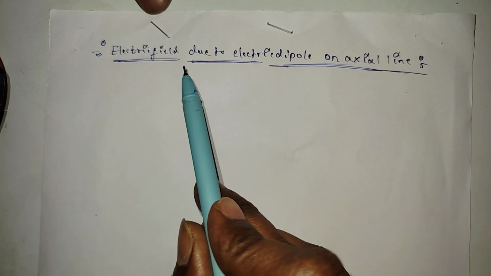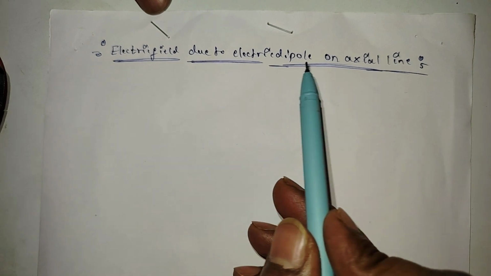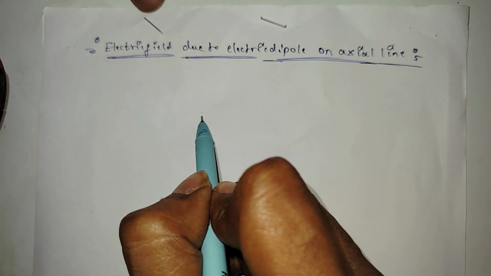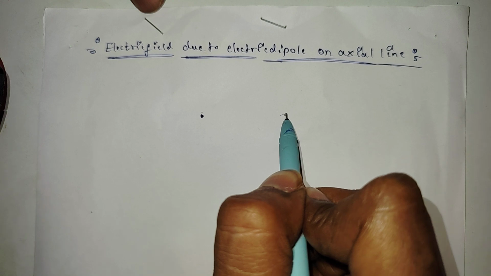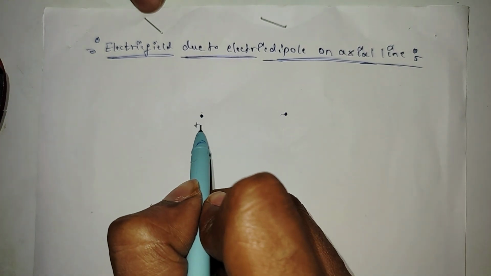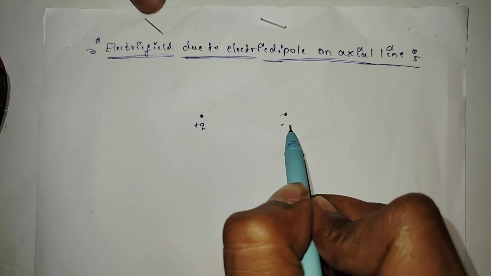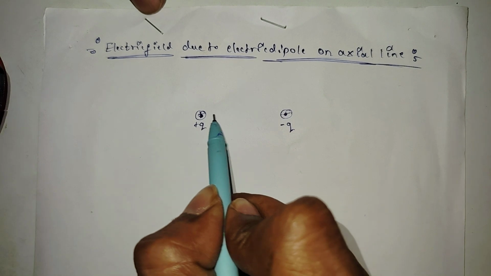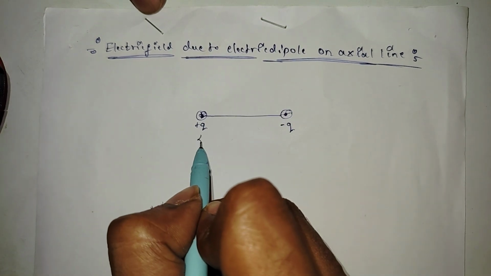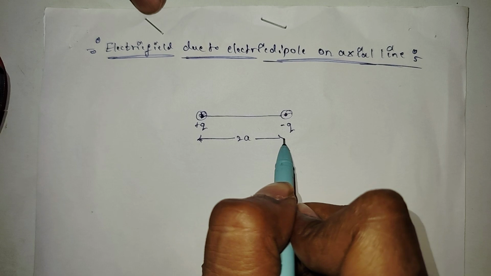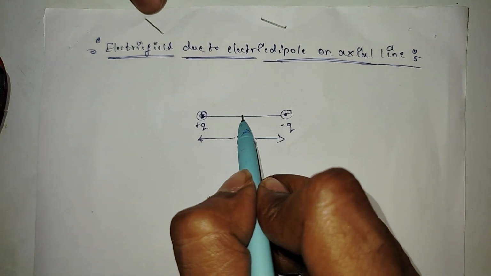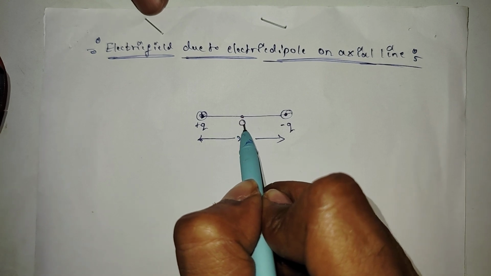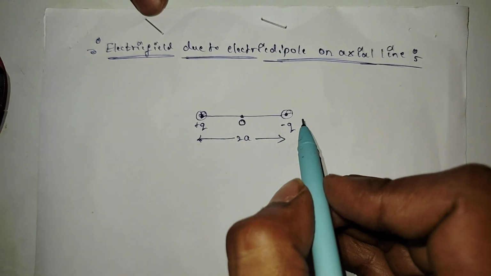In this video, we are discussing the electric field due to an electric dipole on the axial line. Now, we have to consider an electric dipole. It is nothing but equal and opposite charges separated by some small distance, that is 2a. In between these two charges, we are considering the center of the dipole, that is point O.